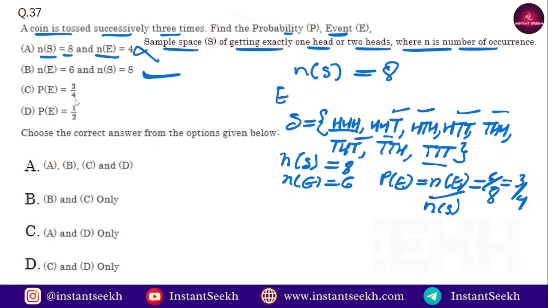P of E is 3 by 4, this is also correct. P of E is 1 by 2, this is incorrect. So your options B and C are right. Nice. So option B is the correct answer for this particular question. Okay, let's move on.